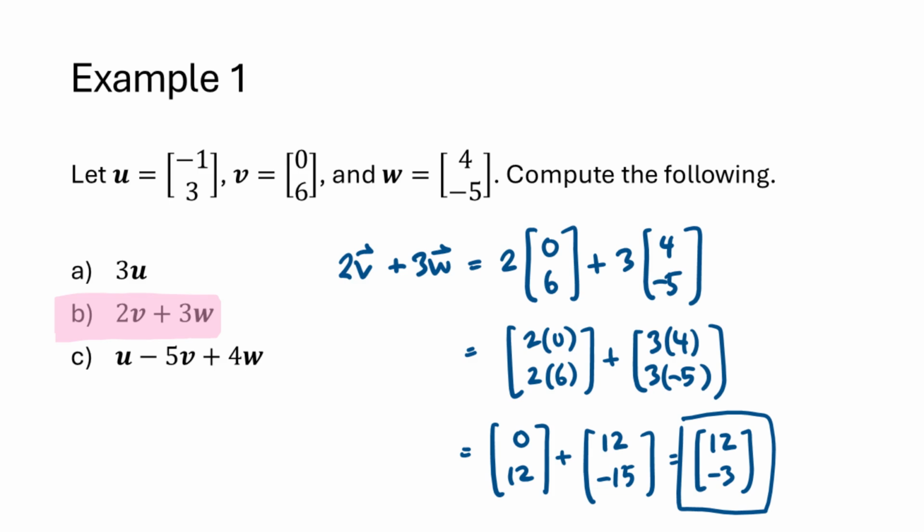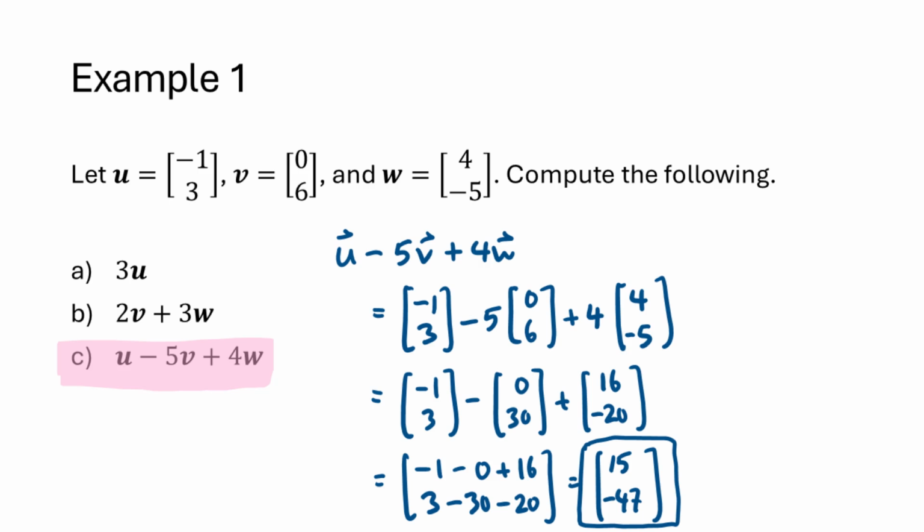Next, we're asked to compute 2v plus 3w. So first we'll compute 2v and 3w separately. That gives us the results (0, 12) and (12, -15) respectively. And then we add those two results. 0 plus 12 is 12, 12 plus -15 is -3, so the whole thing results in (12, -3).